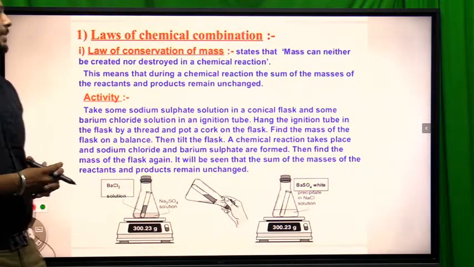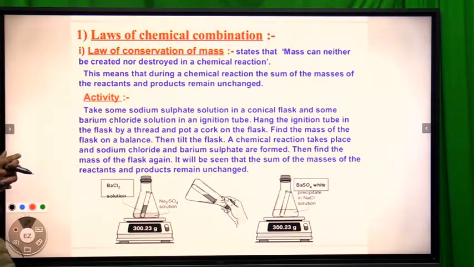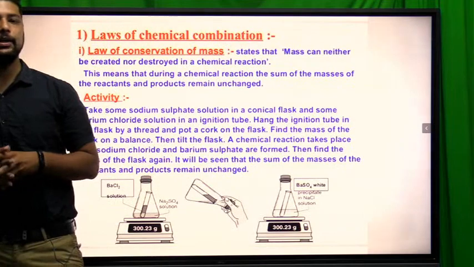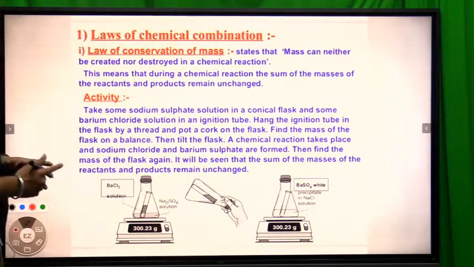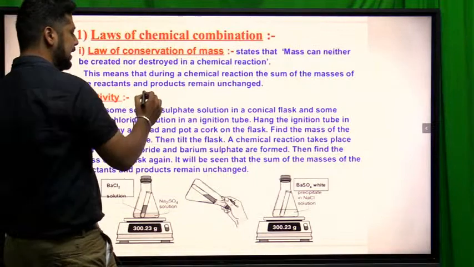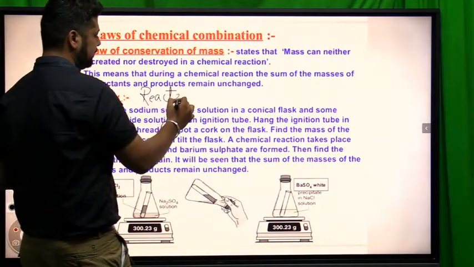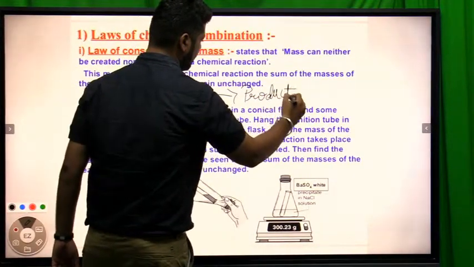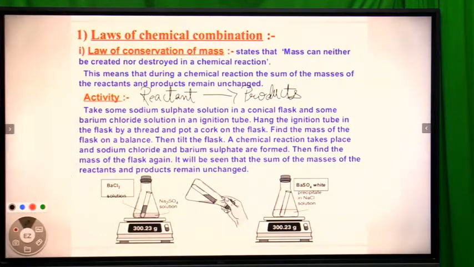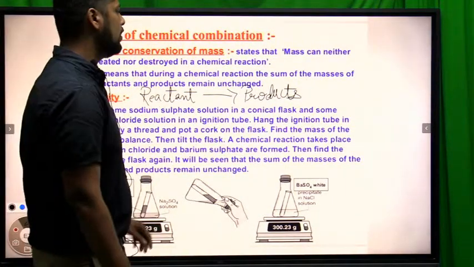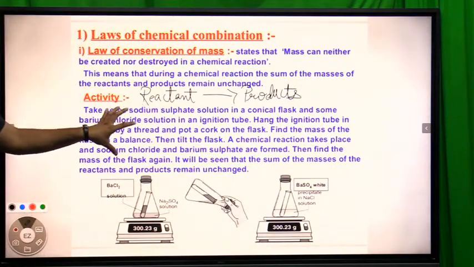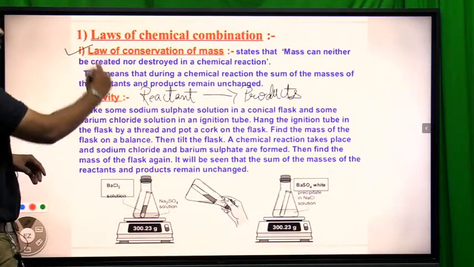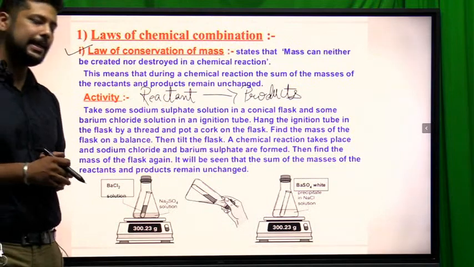The law of conservation of mass states that mass can neither be created nor be destroyed in a chemical reaction. Whenever a chemical reaction is happening, mass can neither be created nor destroyed. For example, in a chemical reaction we have seen that reactants make products. We have studied in our previous classes that reactants make products. If there is some mass in the reactants and some mass in the products, the mass will be the same, because this is the law of conservation of mass.